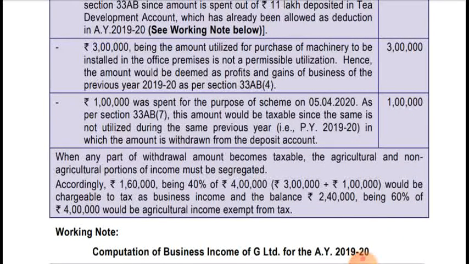When any part of the withdrawal amount becomes taxable, the agriculture and non-agricultural portions of income must be segregated. So on this 4 lakh we have to segregate agriculture income and non-agriculture income. So 40-60 will be done. Accordingly, 1,60,000, being 40% of 4 lakh, would be chargeable to tax as business income, and the balance of 2,40,000, being 60% of 4 lakh, would be agriculture income exempt from tax. Okay, so hope you have understood this one.